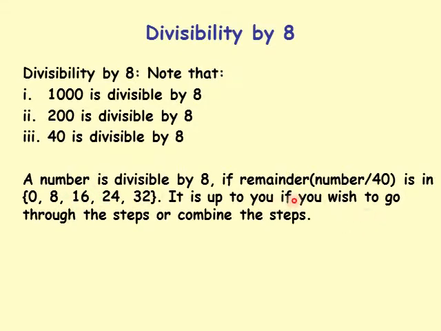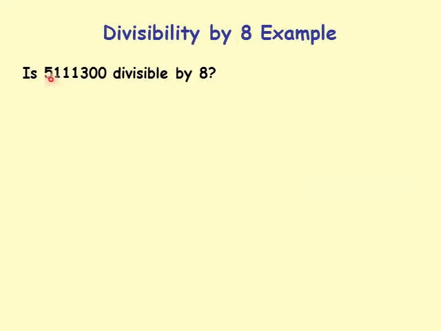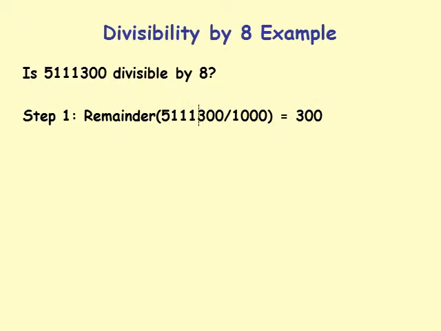And it's up to you if you wish to go through the steps or combine the steps. Okay, let's continue here. Is 511,300 divisible by 8? First we find the remainder by 1000. So 511,300 divided by 1000, the remainder is 300.